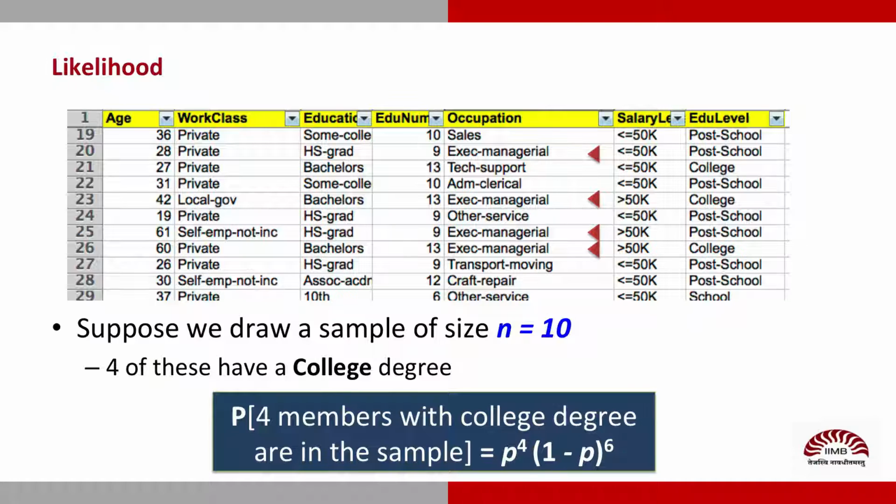Let's illustrate this with a small sample of size n equal to 10. Suppose 4 of the managers have a college degree in this sample. The probability of these 4 being in the sample would be the product of p repeated 4 times and 1 minus p repeated 6 times.